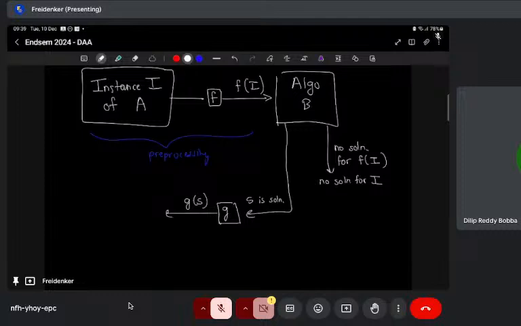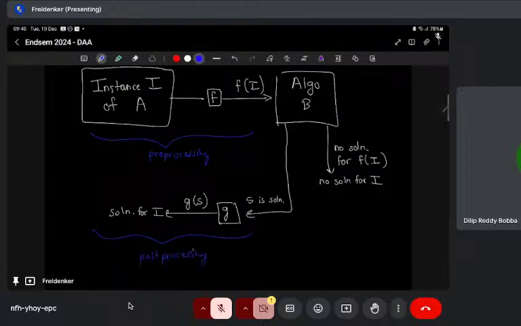So G of S will be that graph or whatever is the format. It could be something else. If the output is expected as, let's say, an array, then G of S will be that array. So G of S is basically the solution of the instance I. Now this is the solution for your algorithm A. This G of S is the solution for I. This part is called post processing.